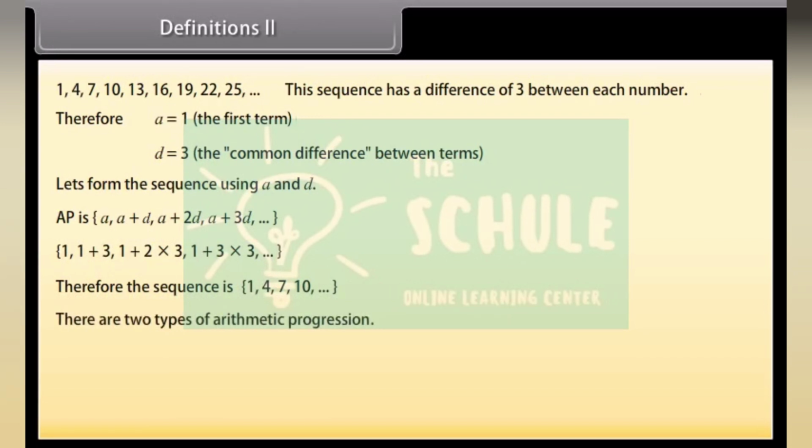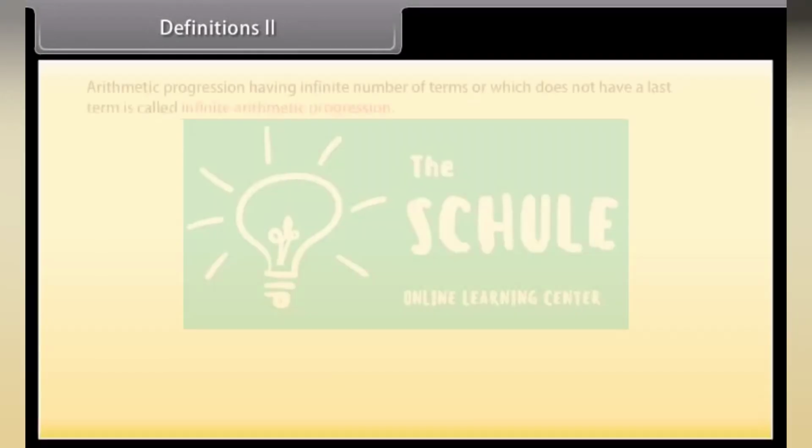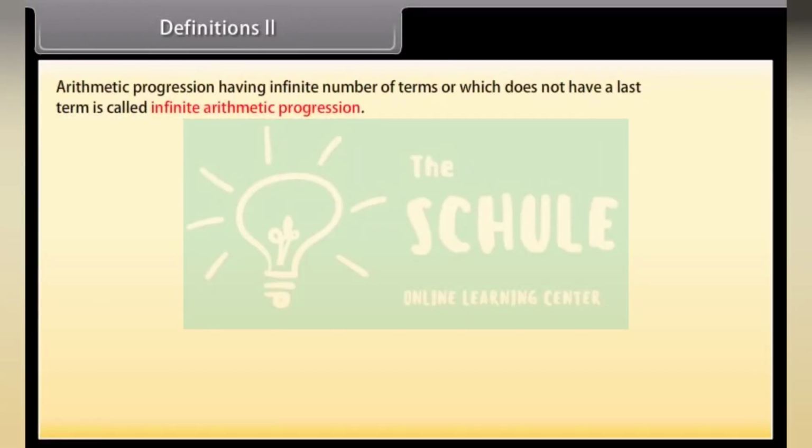There are two types of arithmetic progression: finite arithmetic progression and infinite arithmetic progression. An arithmetic progression having a finite number of terms, or which has a last term, is called a finite arithmetic progression. And an arithmetic progression having an infinite number of terms, or which does not have a last term, is called an infinite arithmetic progression. Here are some examples of infinite arithmetic progressions.